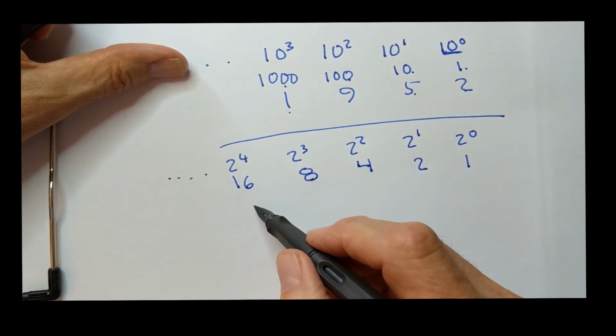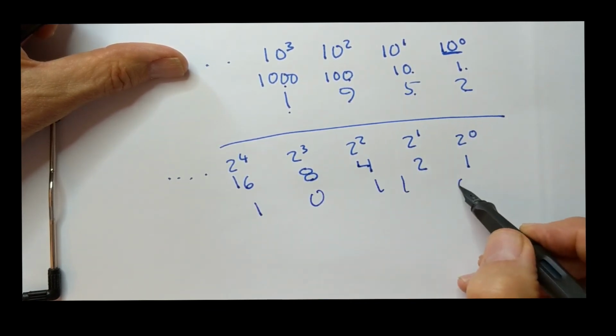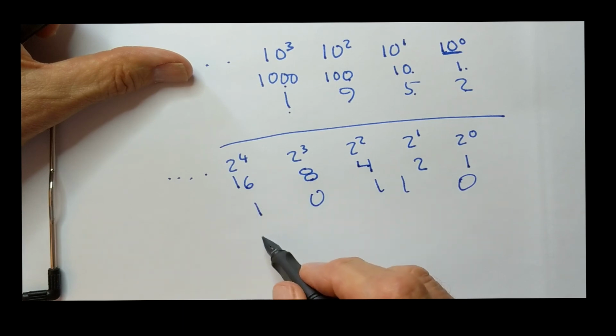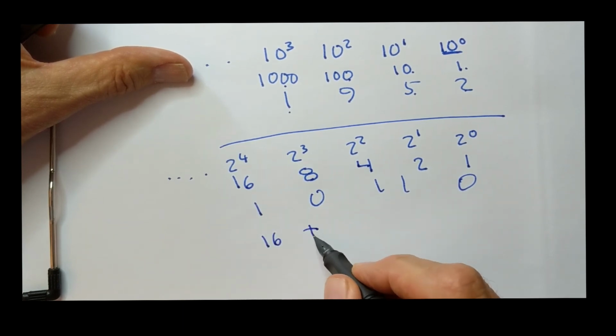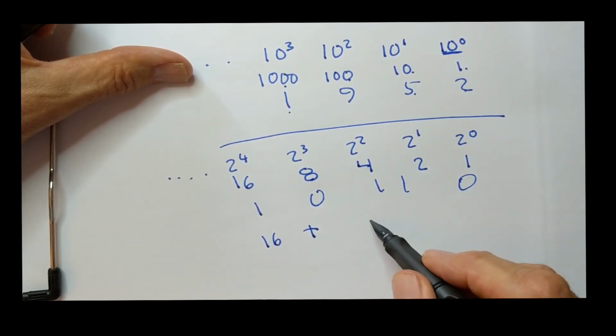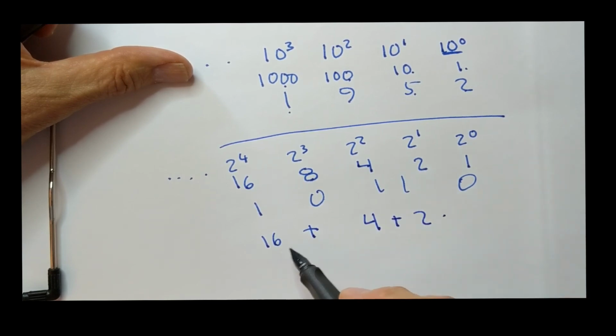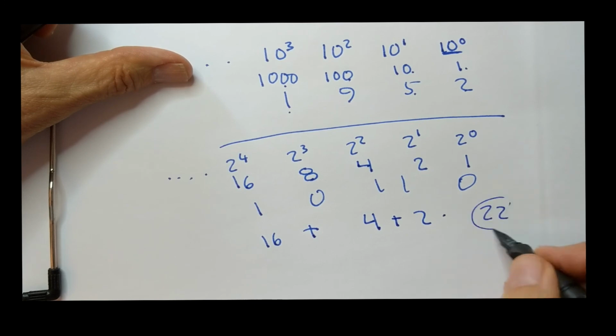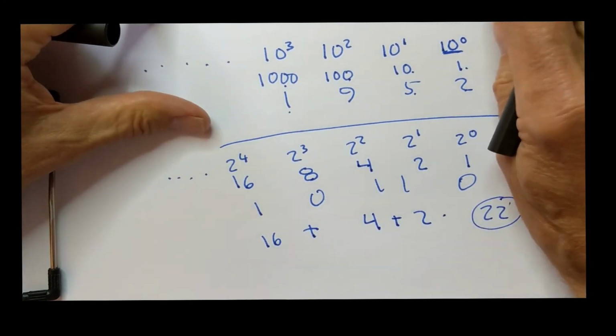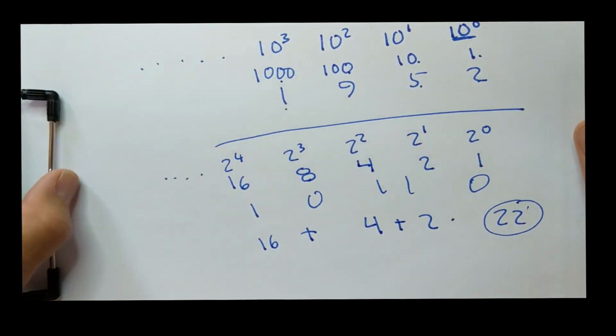So if we have a number like 10110, we have 1 16, plus there's no 8s, plus 1 4, plus 1 2, and there's 0 there, so that would be 22. Just a quick review of what we mean by binary.